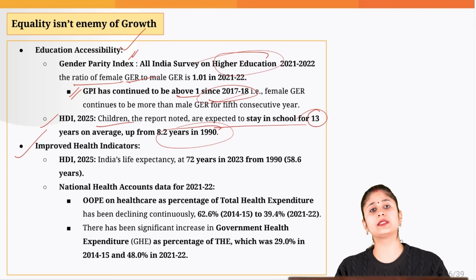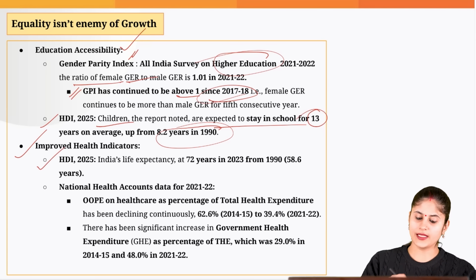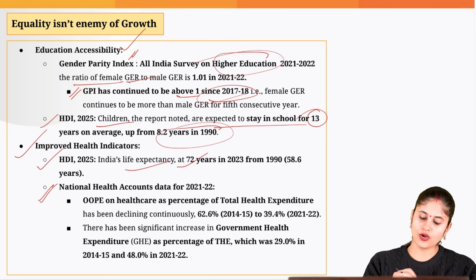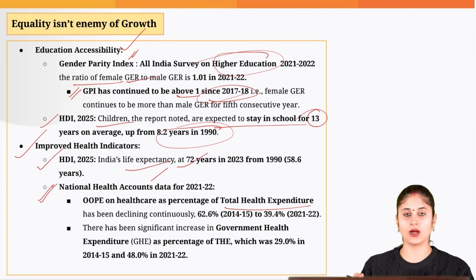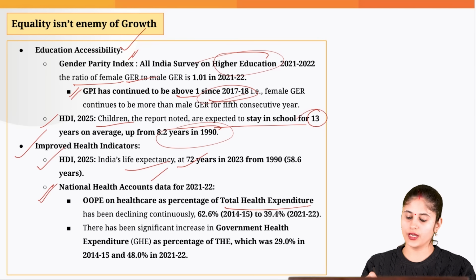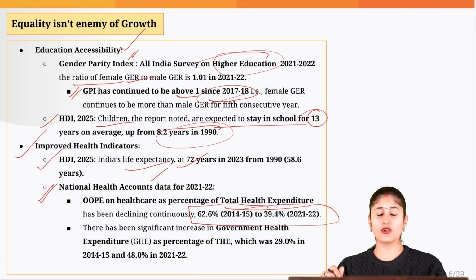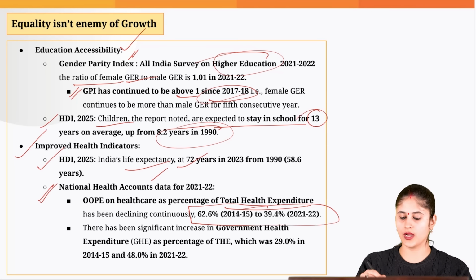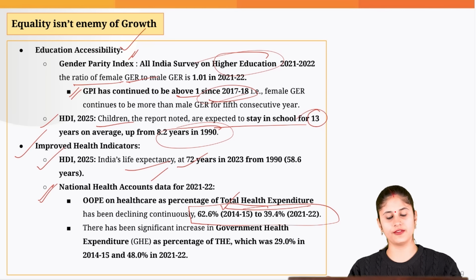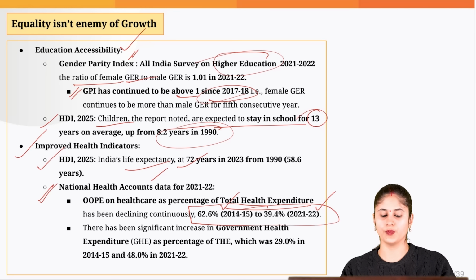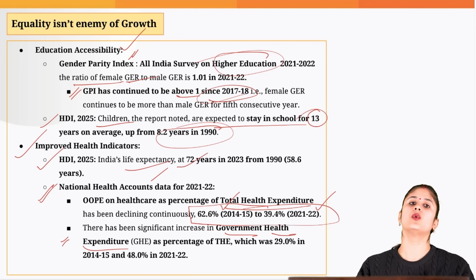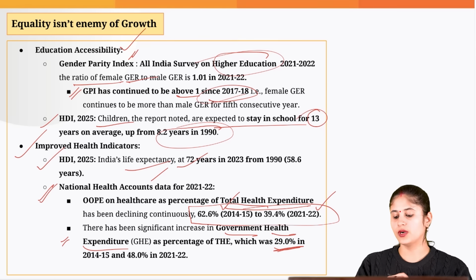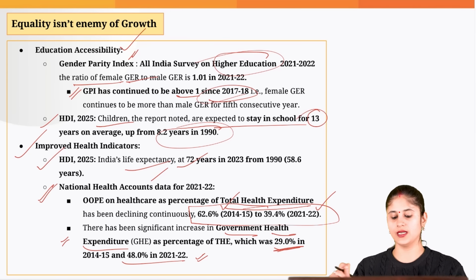Then we have also made great advancement in the area of health. If you go by the HDI index of 2025, life expectancy has improved in India. It has become 72 years. And the out-of-pocket expenditure as a percentage of total health expenditure has also gone down, according to National Health Accounts data for 2021-22. It has gone down from roughly 63% in 2014-15 to roughly 40% in 21-22. And why has this been possible? Because the government expenditure on health as a percentage of total health expenditure has witnessed a remarkable improvement. It has increased from 29% in 2014-15 to around 48% in 21-22.